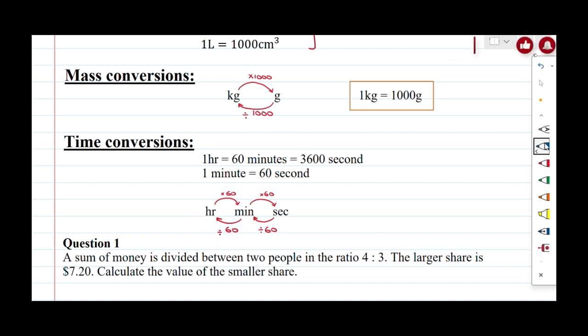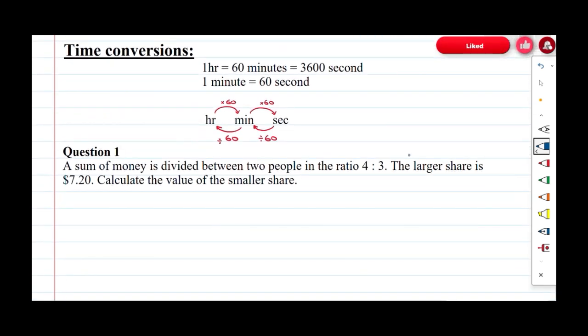Now let's do some examples. Question number 1. A sum of money is divided between two people in the ratio 4:3. The larger share is $7.20. Calculate the value of the smaller share. So which one is the larger share? This is the larger share.